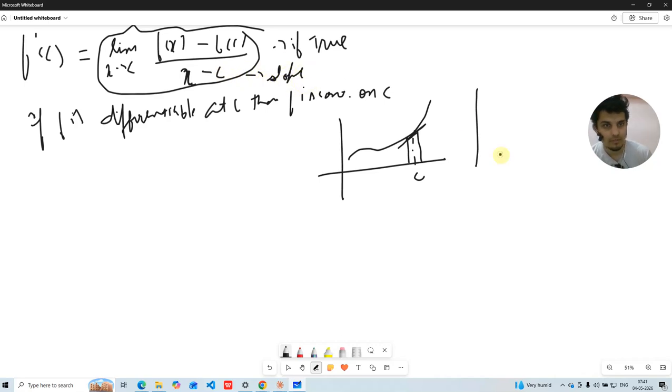But for example, if I have a function like this, now here it is continuous, but it is not differentiable, because I can have any type of slope, I can make any type of slope through this point.